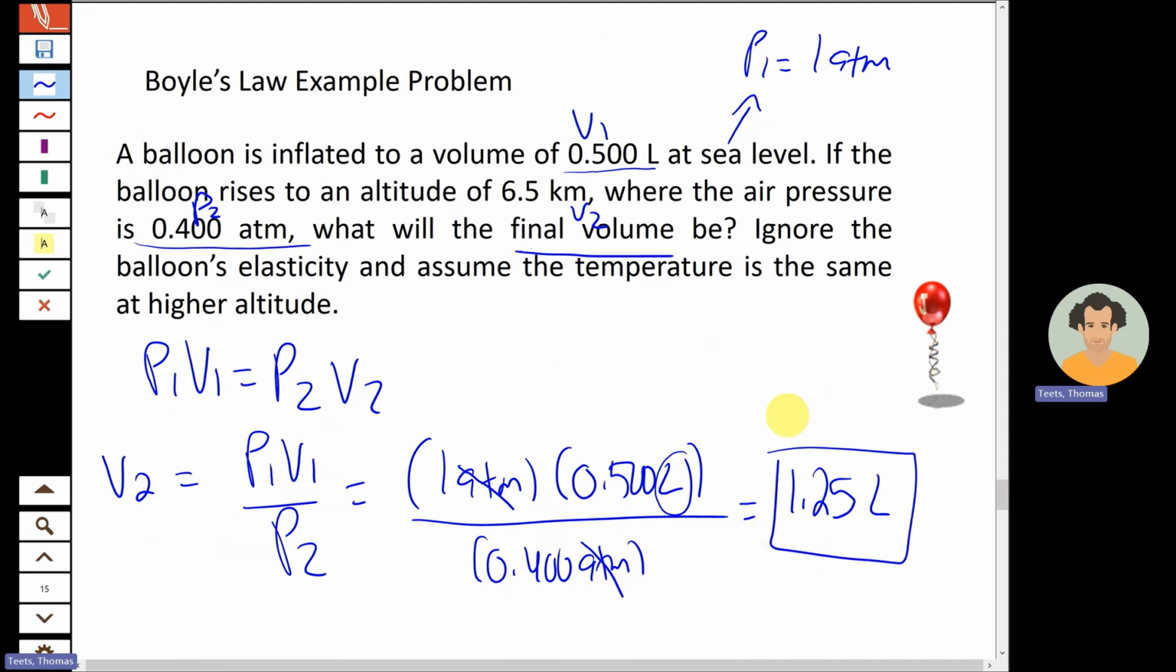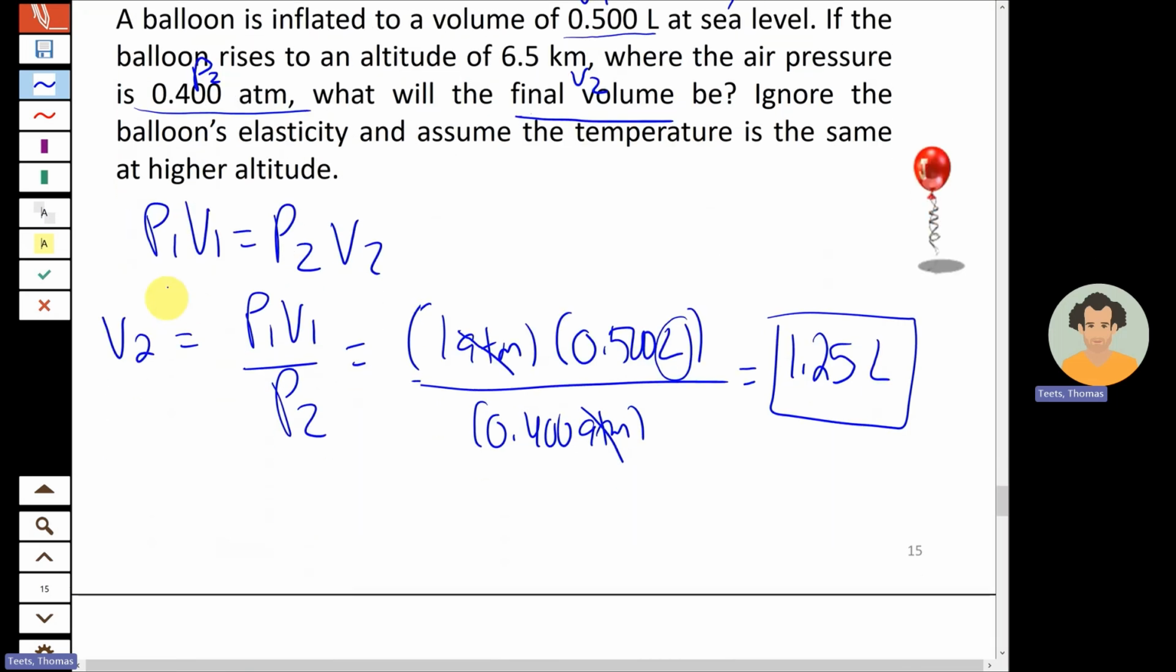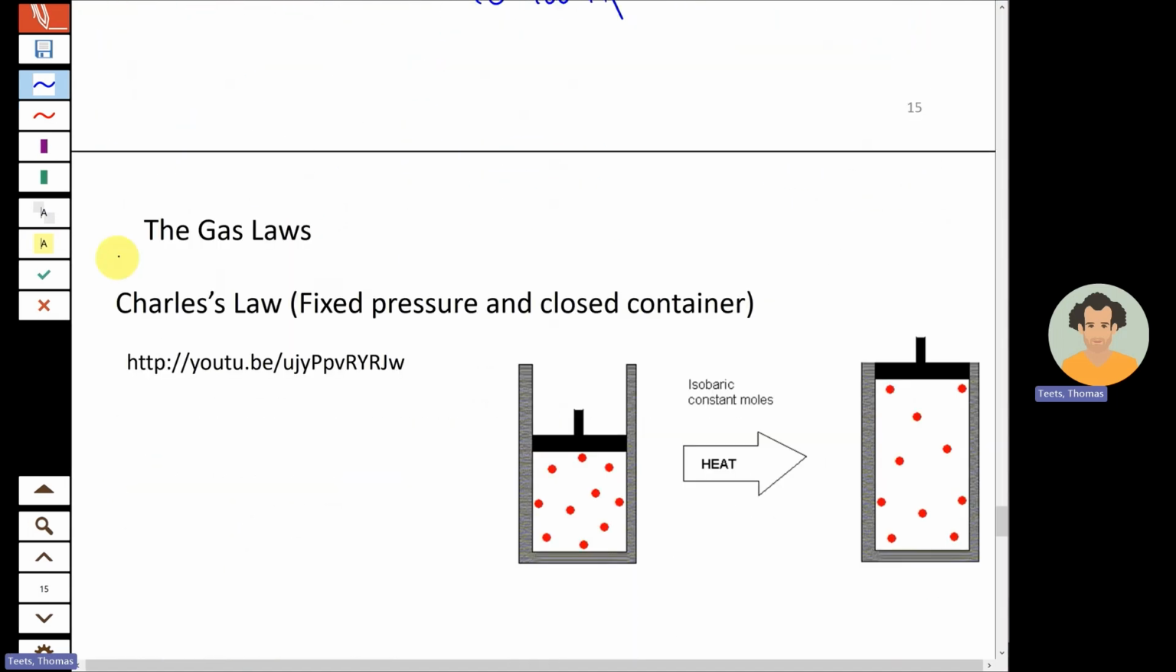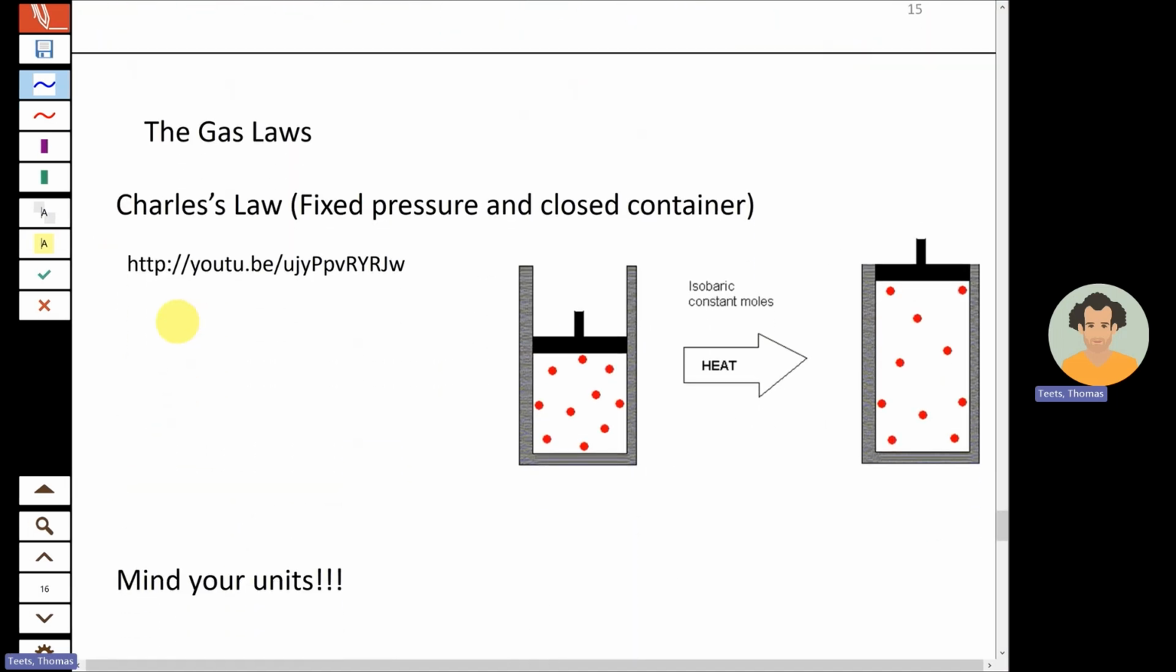As I said, we're going to have a more complete equation later on that relates everything, which would typically be our starting point. But for this one, we could do it this way since it's just pressure and volume that are changing. So the next law we're going to talk about is called Charles's law.